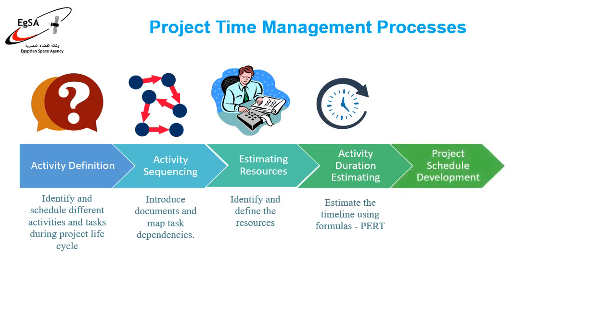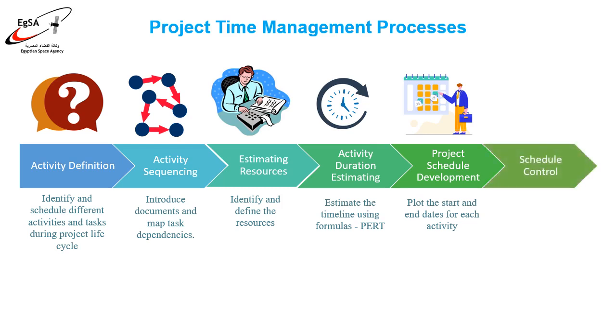5. Project schedule development. Plotting the start and end dates for each activity as well as the analysis of the order of activities, timelines, resources, and schedule barriers to have an accurate schedule. 6. Schedule control. Project management intervention so that it is manageable when there is a need to change the product schedule.